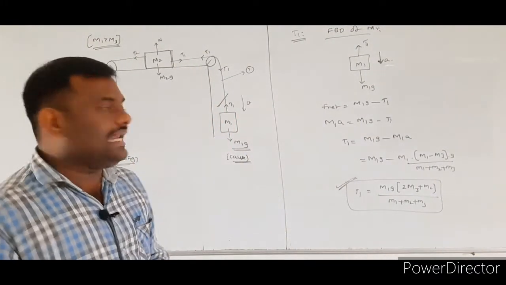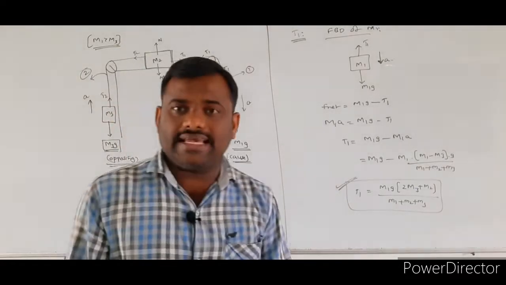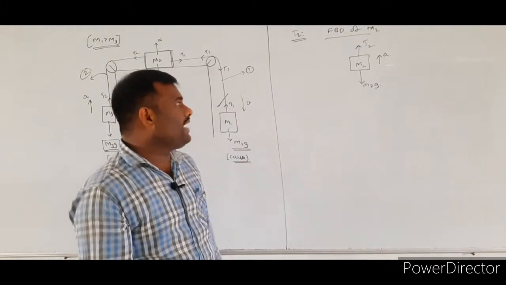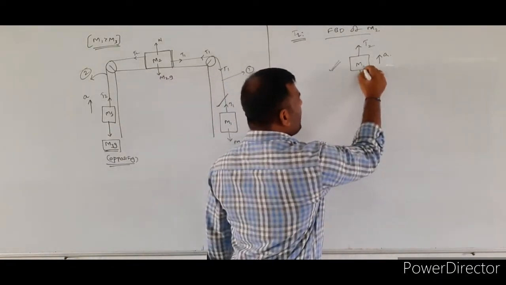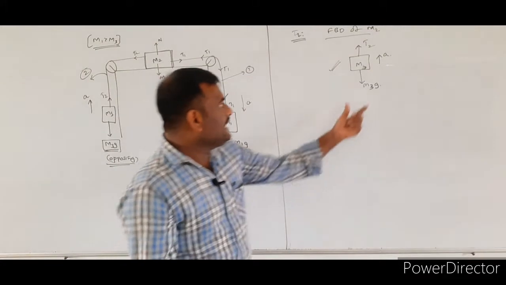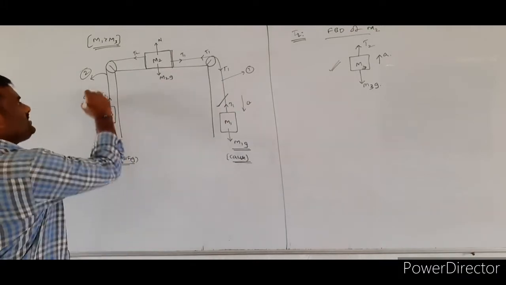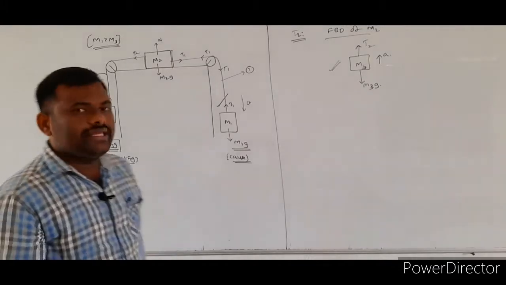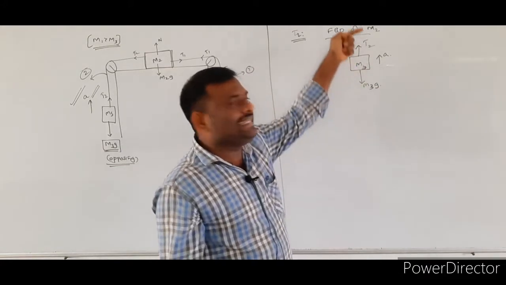Now we are going to calculate the tension which is developed within the second string, the tension T2 value. For that I consider the free body diagram of the mass m3. When you consider the free body diagram of the mass m3, its weight will be acting in the vertically downward direction, and the tension developed within the string T2 will be acting in the upward direction, and the acceleration of the system is also acting in the upward direction. So here the motion of the block m3 will be in the upward direction.